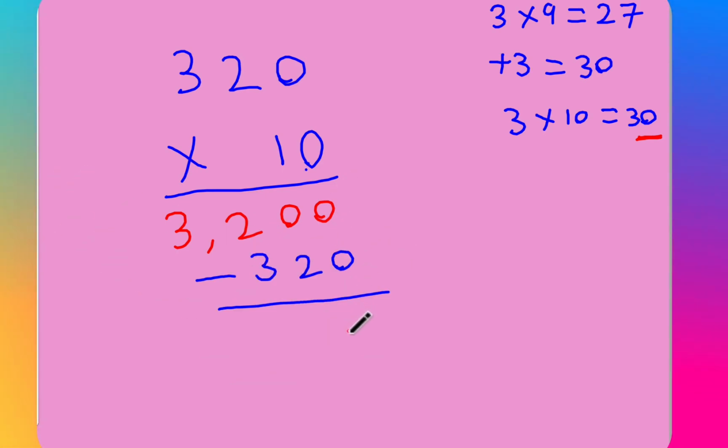Okay, 0 take away 0 is 0. Let's bring over a 10. And we're going to say 10 take away 2 is 8. 1 take away 3 will not work, so we're going to convert this into 2,000 and bring over 10 100s. 11 take away 3, we're going to get 8, and we're left with 2,880. So instead of going through the whole process of multiplying by 9, we can do a shortcut by remembering our multiplication by 10.